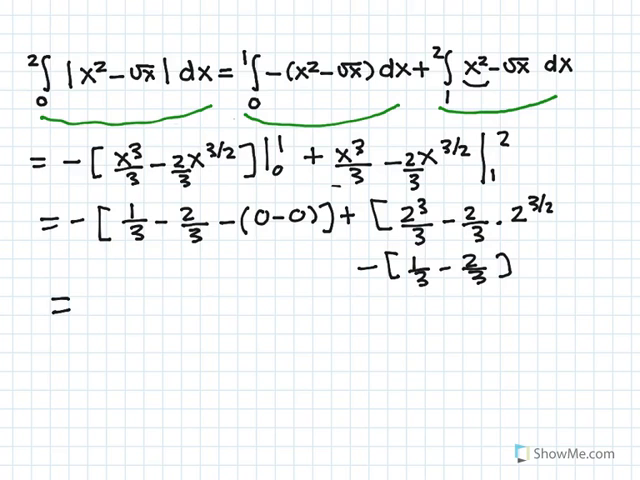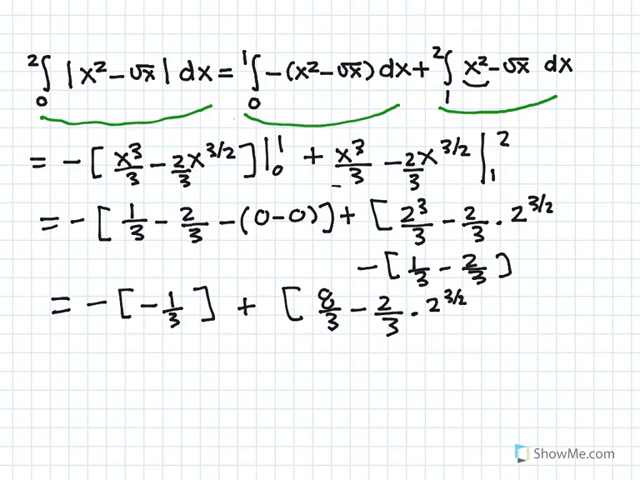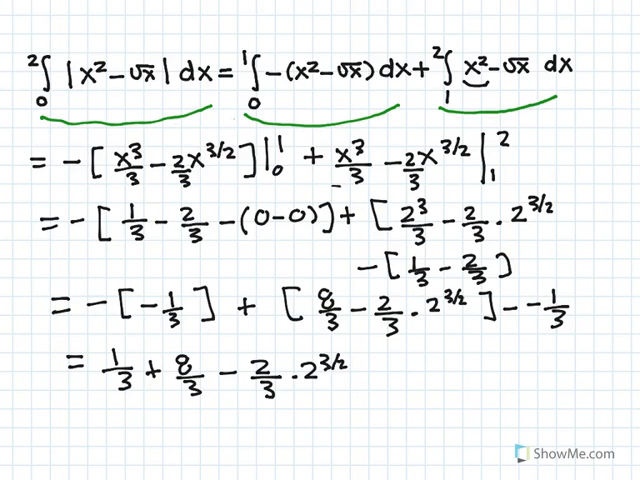So let's simplify all of this. We get negative 1/3 minus 2/3 is negative 1/3. And that's plus. And here we have 2 cubed over 3, that is 8 over 3, minus 2 over 3 times 2 to the 3/2. And minus 1/3 minus 2/3 is negative 1/3. Simplifying further, we get 1/3 plus 8/3 minus 2 over 3 times 2 to the 3/2. Minus minus will give us plus 1/3.